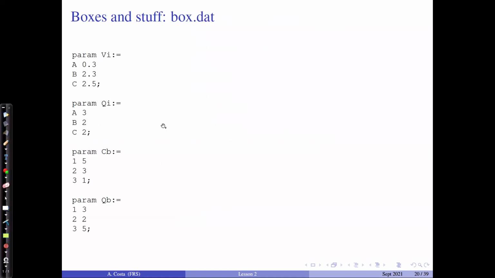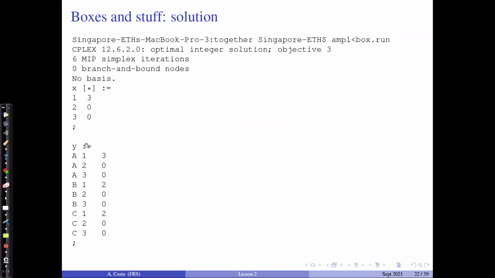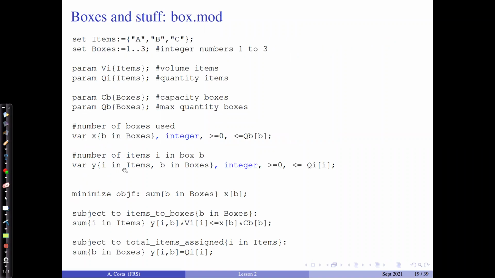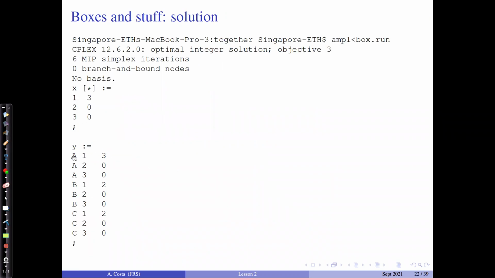What about Y? Remember the variable Y was this one. We had one for each item and box. So item A, in box 1, we put 3 of them. Item B in box 1, we put 2 of them, and item C in box 1, we put 2 of them. So you see, we are putting everything in box 1, as expected, because we are only using box 1.